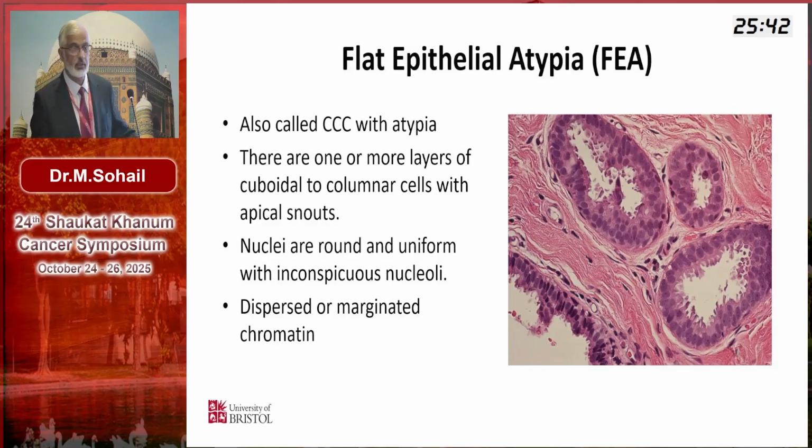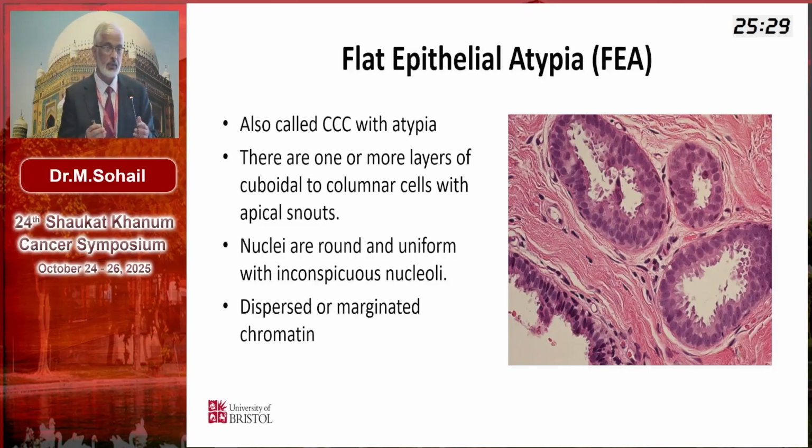So I think there's a continuum over here, and we have to be absolutely clear when we are calling it columnar cell change, flat epithelial atypia, or DCIS. There is significant variation, and you need to have a consensus within the department on where to go with this lesion. Otherwise, if a person is reporting individually, quite often, one day, stressed, they might call it flat DCIS, and today call it FEA.